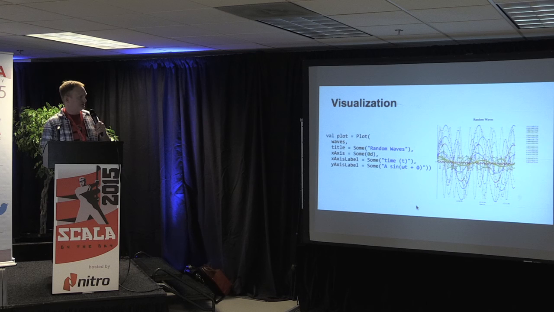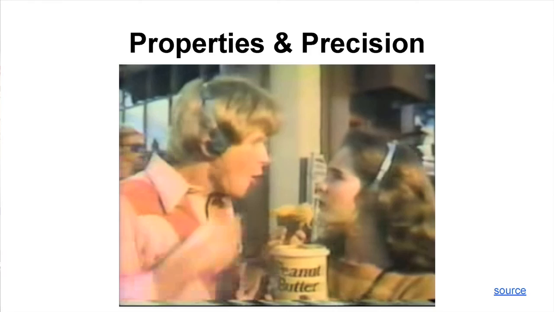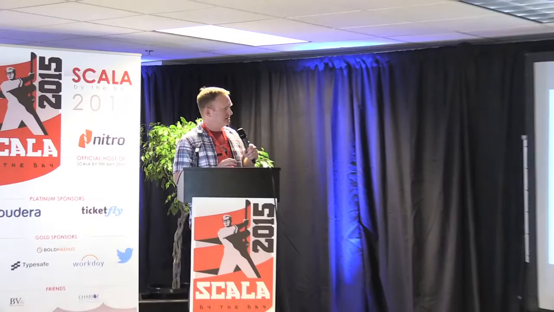So I've got way more content than I can cover, but I'm hoping to at least give one story here in the first 10 minutes. And that is the relationship between property-based testing and precision. And this is the old Reese's peanut butter cup commercial, two great tastes that taste great together.